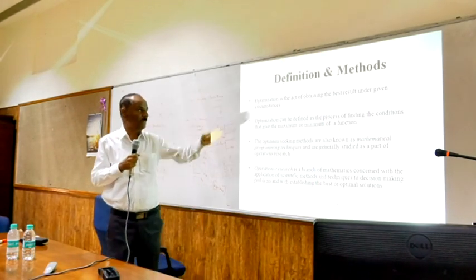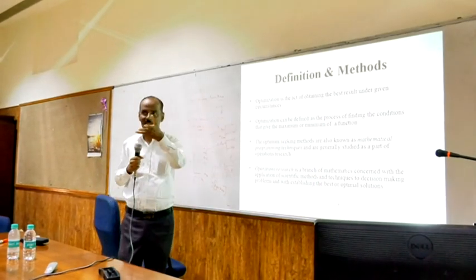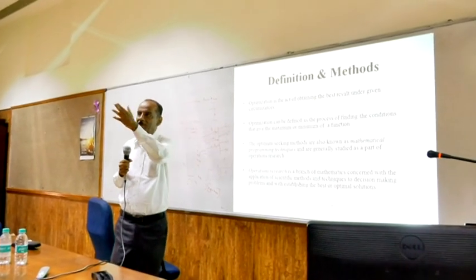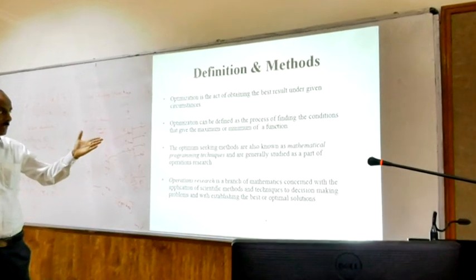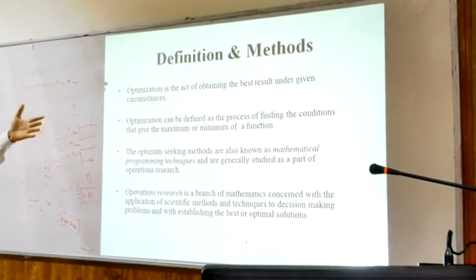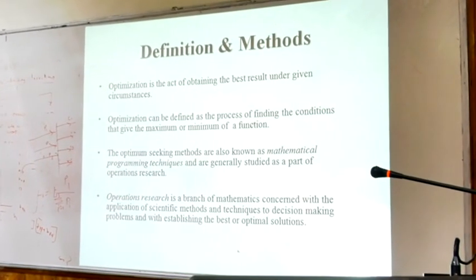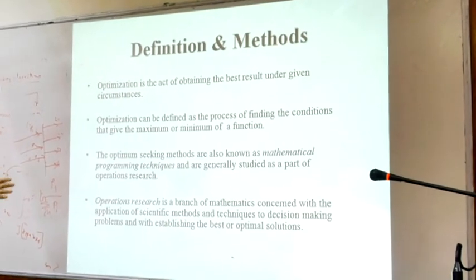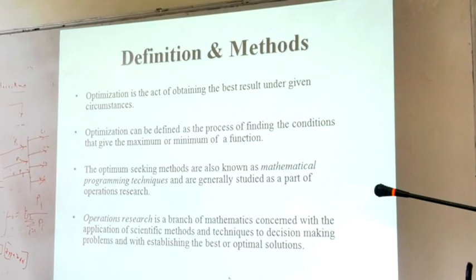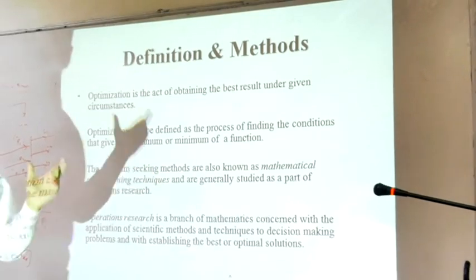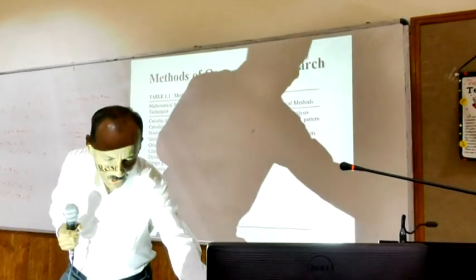Optimizing, applying the best result under given circumstances, that's all. It varies from problem to problem, right? The optimizing process is finding the condition that gives a maximum or minimum, but of course these are all basic studies. You already studied mathematical or operational research, so you need not build it again. It's a basic idea of optimization.